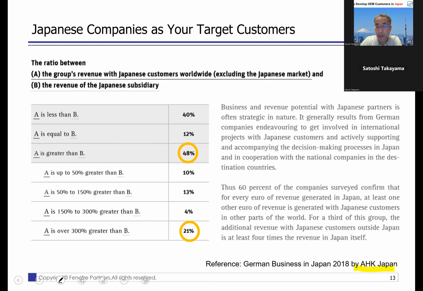So they are doing business development in Japan, but they earn more outside Japan. More surprisingly, 21% answered that B is 4 times bigger than A. So this is the reason why many foreign companies are still rushing to Japan. Their purpose is not to develop a business only in Japan, but they'd like to develop Japanese customers globally, all over the world, like in the US, Europe, China, India.